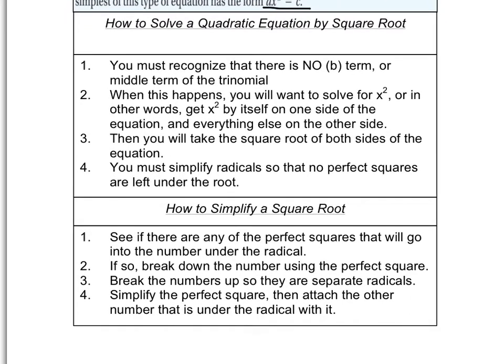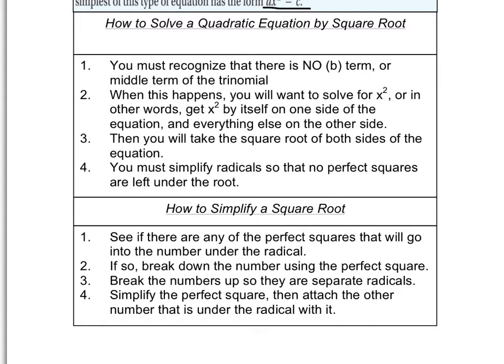Okay. First of all, you got to recognize that there's no b term, there's no middle term of the trinomial. Okay, so you'll have an x squared term, there will be no x term, and it's going to either equal something or it could be plus or minus a number equals 0 either way. Okay. When this happens, you'll want to solve for x squared.